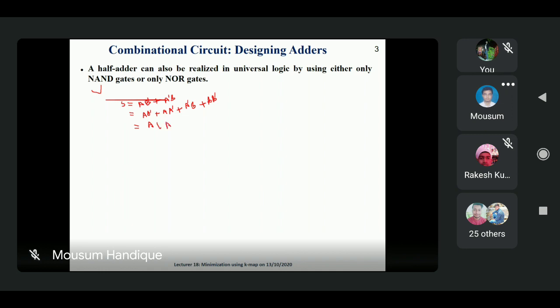A bar plus B bar. Okay. Plus B. A bar plus.